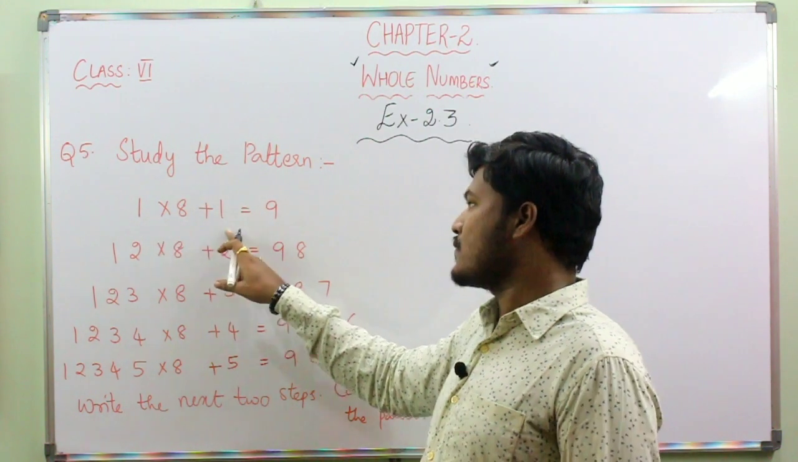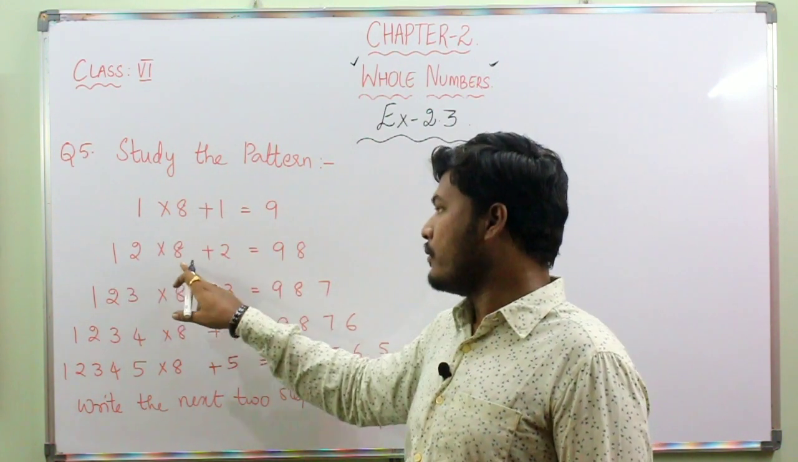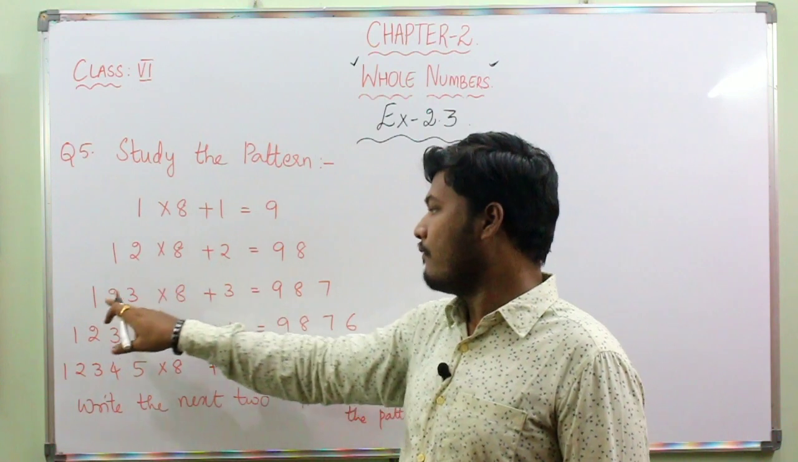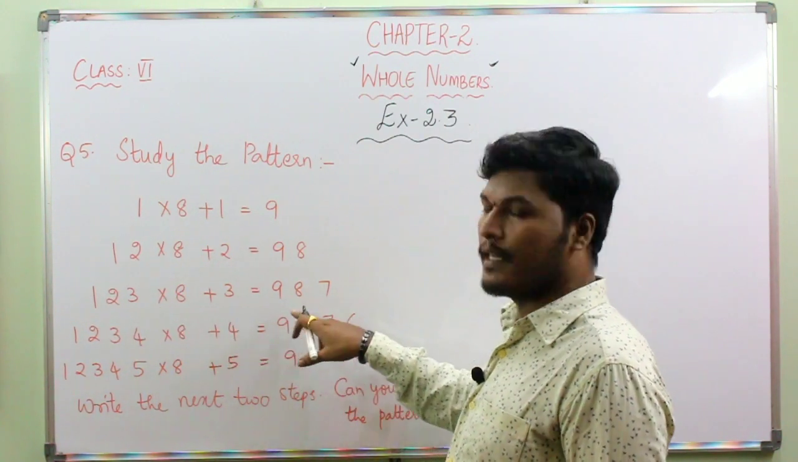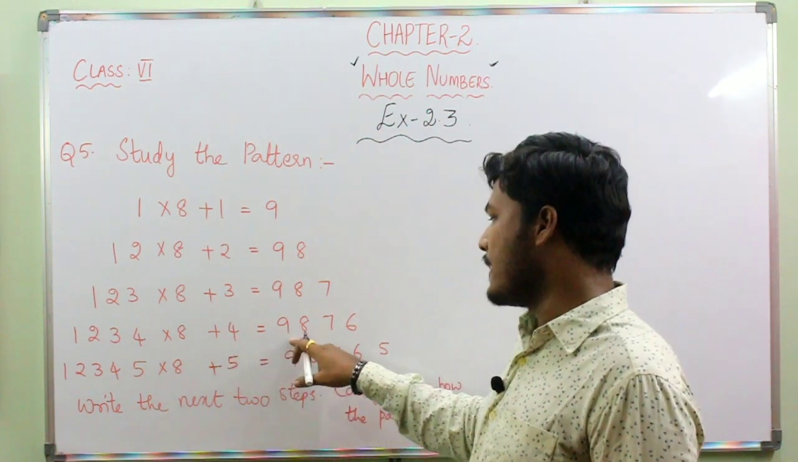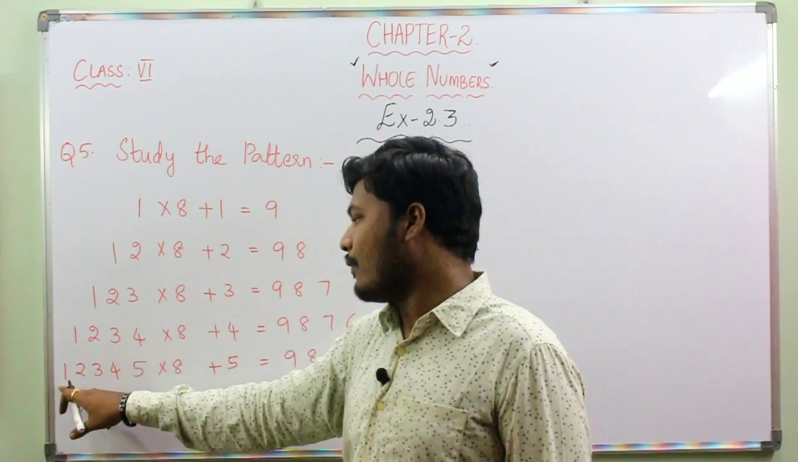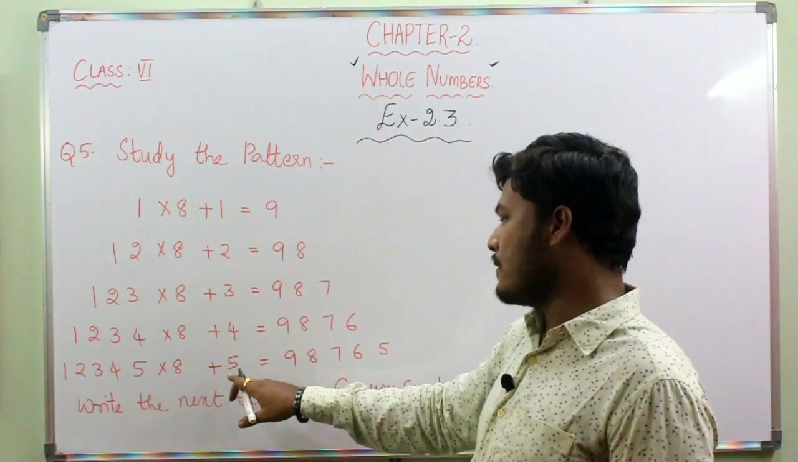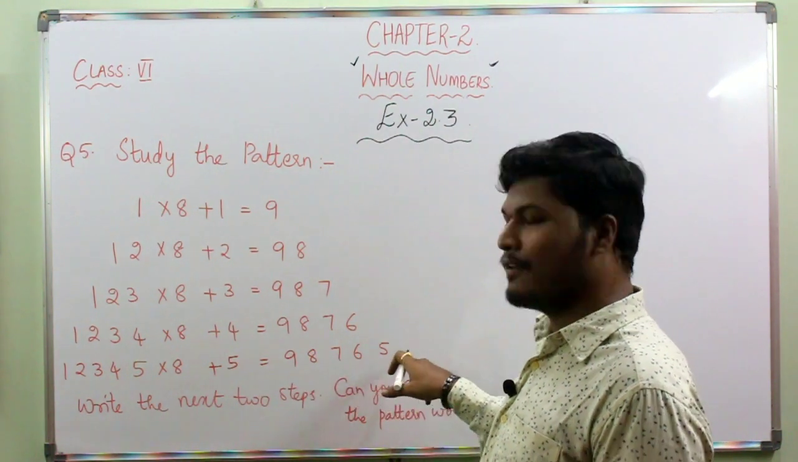Now the last question of this exercise, that is, study the pattern. 1 into 8 plus 1 is 9. 12 into 8 plus 2 is 98. 123 into 8 plus 3 is 987. And 1234 into 8 plus 4 is 9876. And 12345 into 8 plus 5 is 98765.